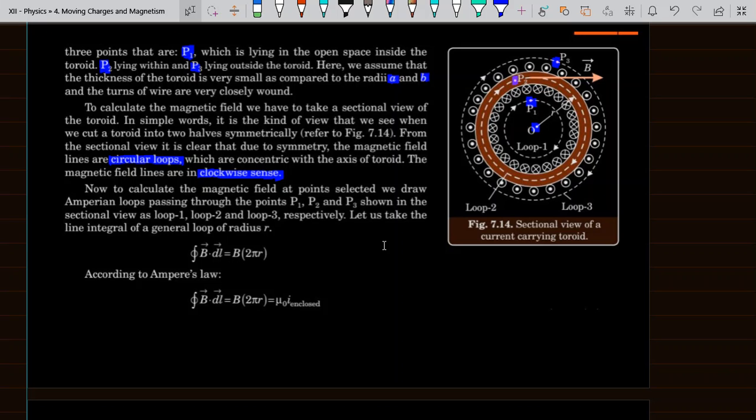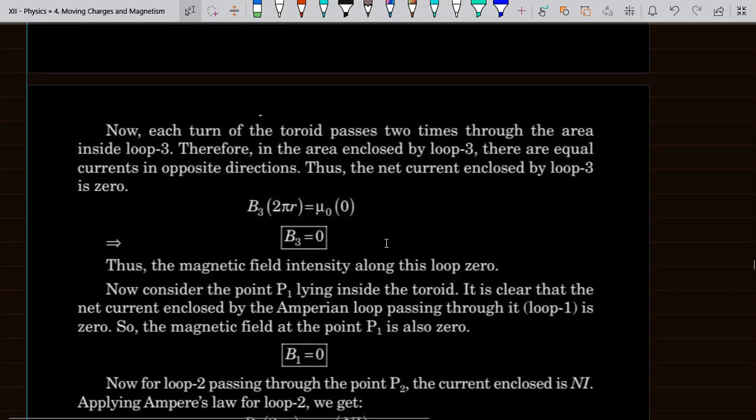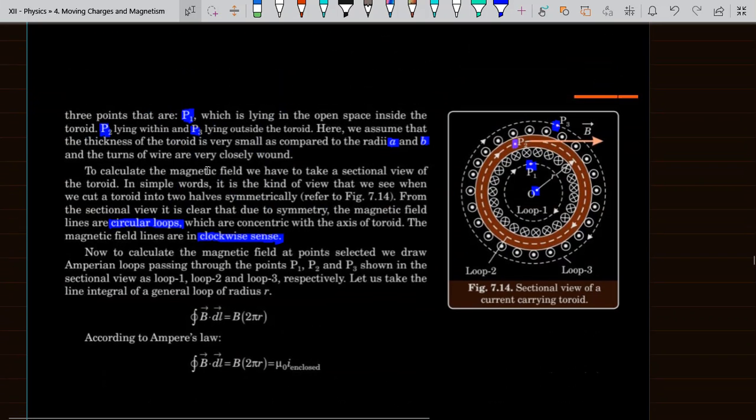According to Ampere's circuital law, the line integral of B dot dl is equal to mu naught times I enclosed. Right? B 2 pi r is equal to mu naught times I enclosed. Now, each turn of the toroid passes 2 times through the area inside loop 3. Loop 3 मतलब बाहर वाला है.